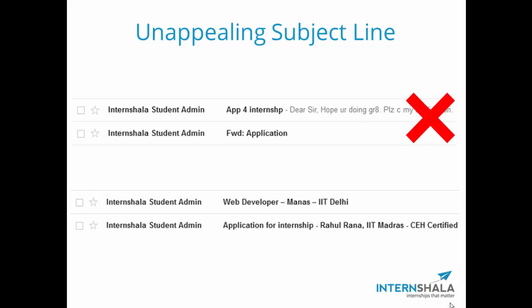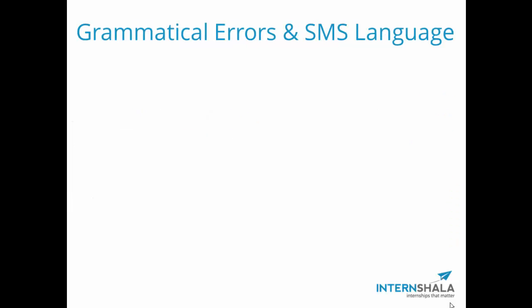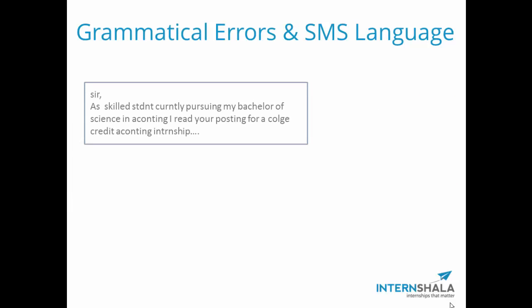Worse, a few students leave the subject line blank, or it contains spelling mistakes or SMS language, which shows your lack of sincerity in applying. So, how could you write your subject line in a manner that a reader would be excited to open and read your email? Having a keyword such as the name of your institute or an educational stream or a key skill in the subject line should work.